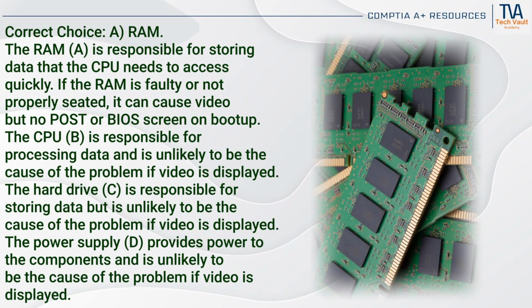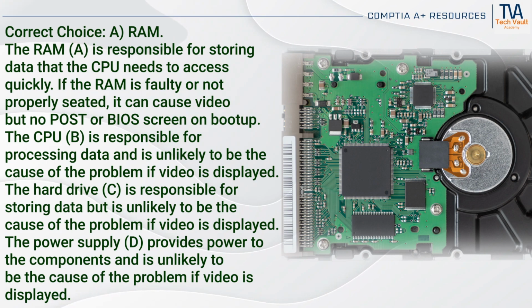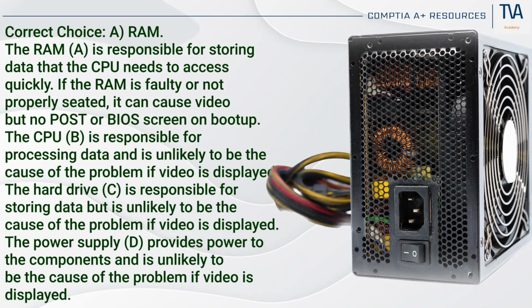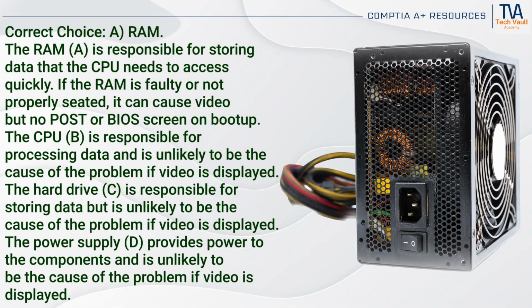Correct choice, A. RAM. The RAM, A, is responsible for storing data that the CPU needs to access quickly. If the RAM is faulty or not properly seated, it can cause video but no POST or BIOS screen on boot up. The CPU, B, is responsible for processing data and is unlikely to be the cause of the problem if video is displayed. The hard drive, C, is responsible for storing data but is unlikely to be the cause of the problem if video is displayed. The power supply, D, provides power to the components and is unlikely to be the cause of the problem if video is displayed.